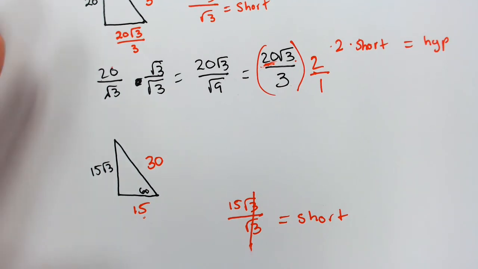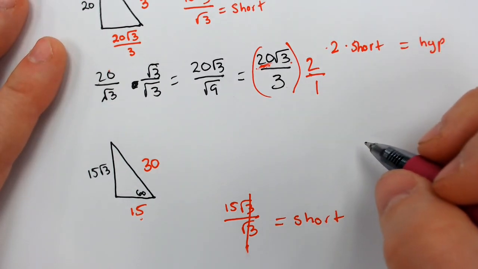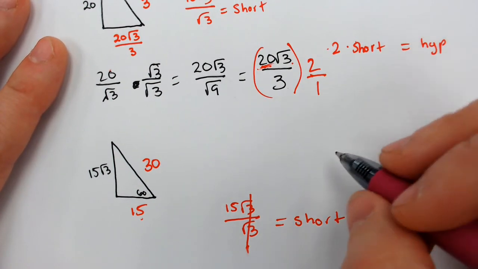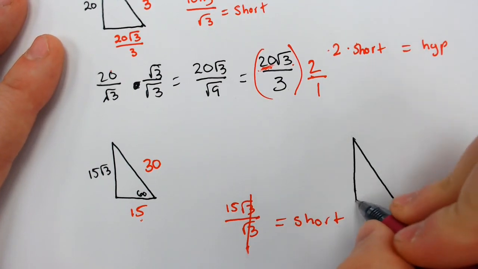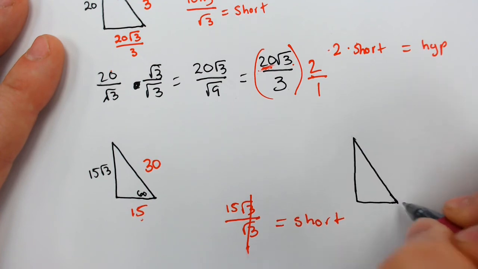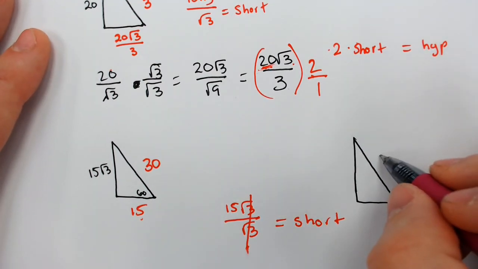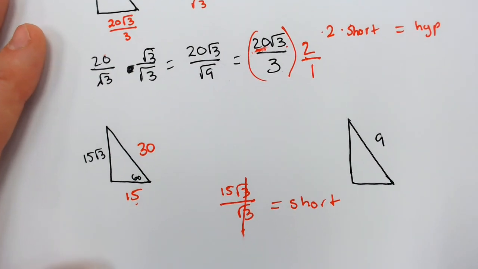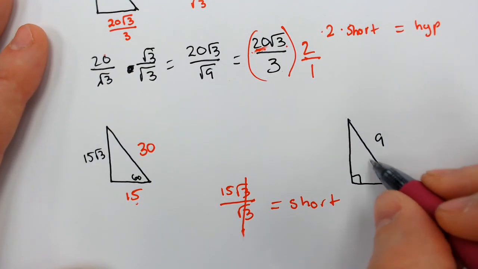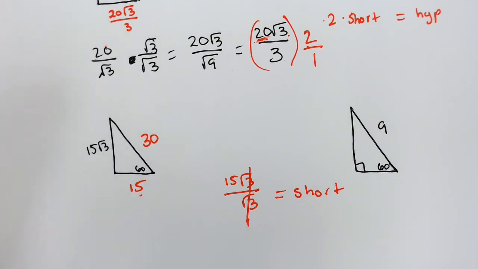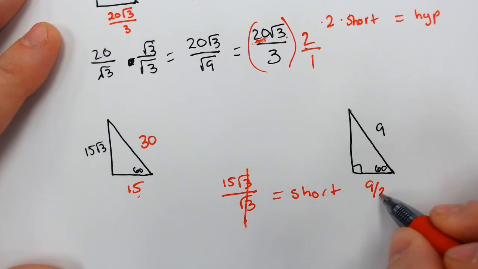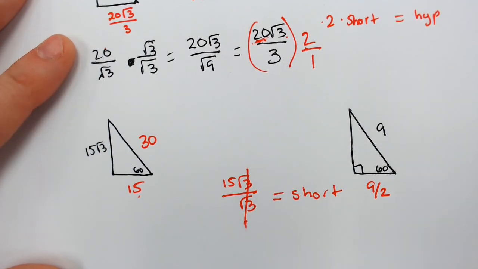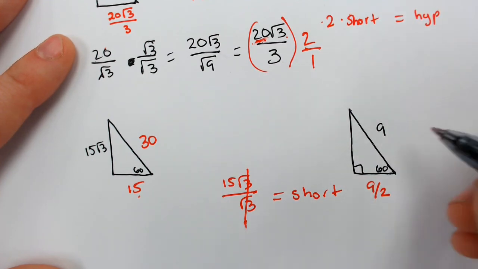One more problem. Let's say that we are given the hypotenuse, and it's an odd number, like 9. So if we're given the hypotenuse, this is going to be 60. We have to take the 9 and divide by 2 to get the short side. We're going to keep it as a fraction, 9 over 2. In order to get to the long side, we're going to have to take the short side and multiply by the square root of 3.